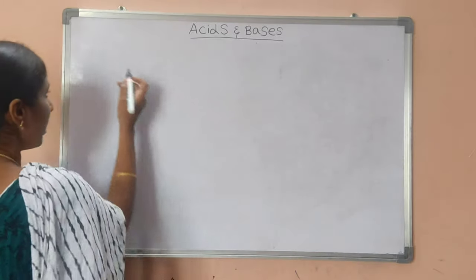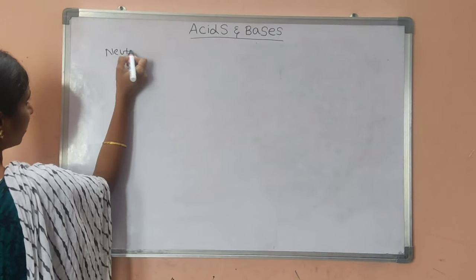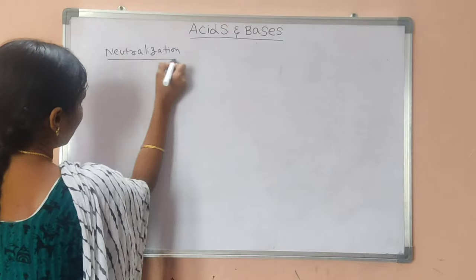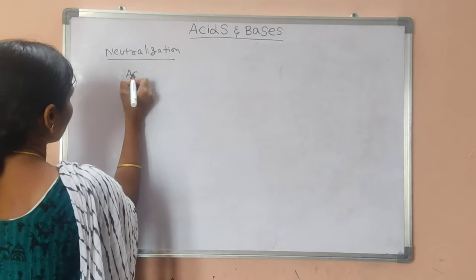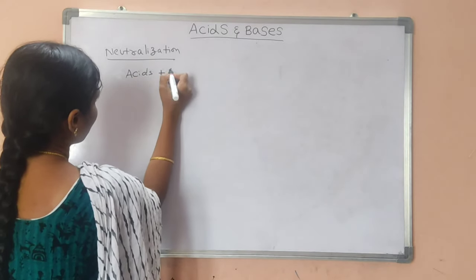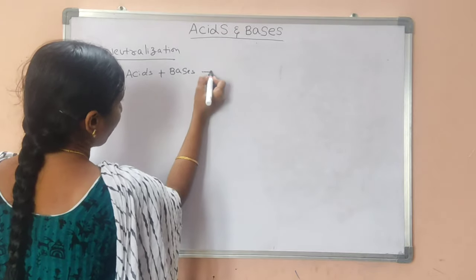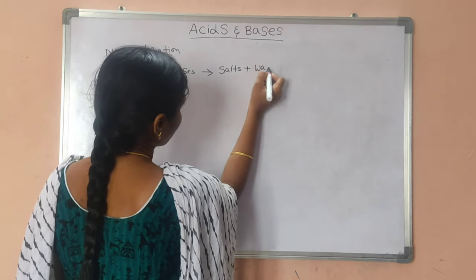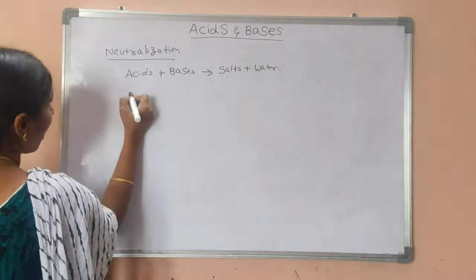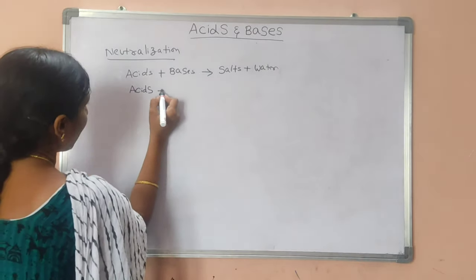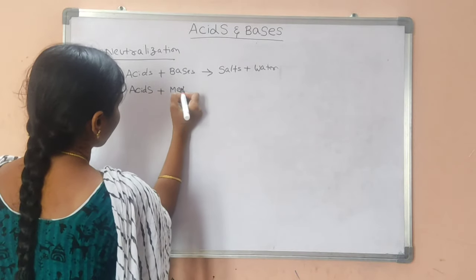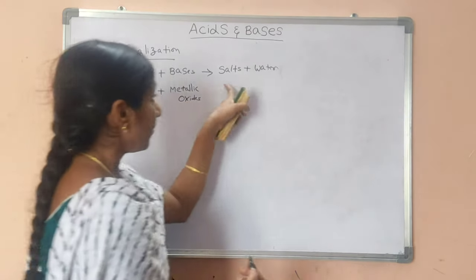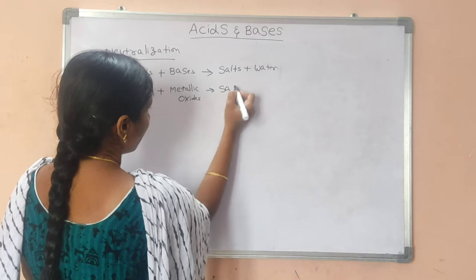Next property is neutralization. Acids react with bases to produce salts and water. Then acids react with metallic oxides. Which oxides? Metallic oxides. We will get the same products, salts and water.